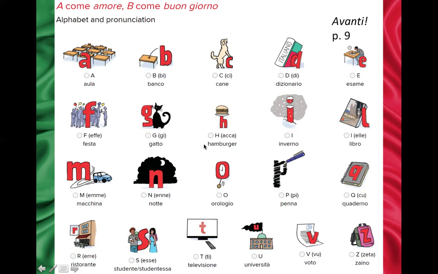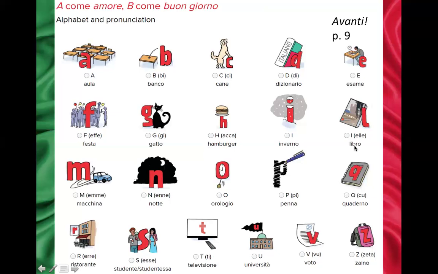H as in hamburger. You notice this is a foreign loan word, but also H at the beginning of a word is silent, whether it's a loan word or not. So H at the beginning of a word is silent. It's the only silent letter in Italian. Hooray. I as in inverno, winter, not inferno as in Dante, but inverno.